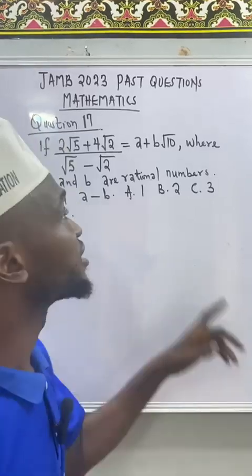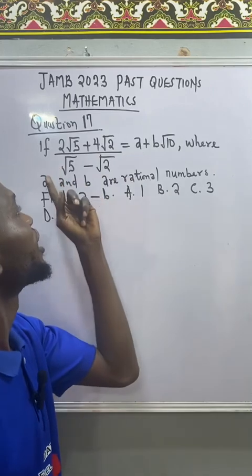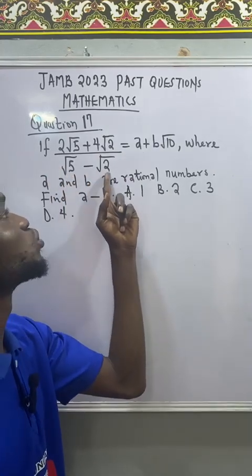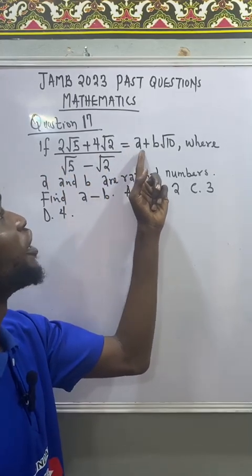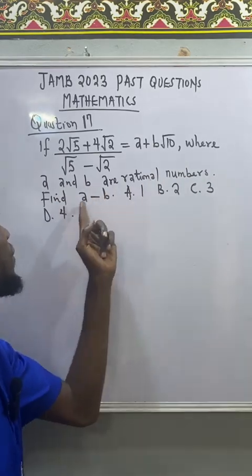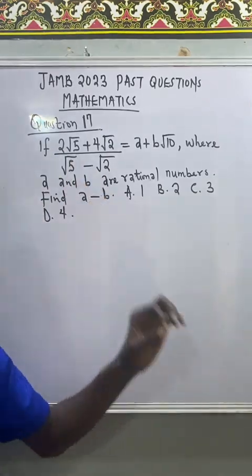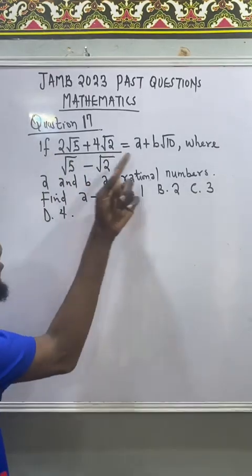Question 17, JAMB Mathematics. If (2 root 5 plus 4 root 2) over (root 5 minus root 2) equals a plus b root 10, where a and b are rational numbers, find a minus b. Good. Now, this kind of question involves surds. How do we handle this?